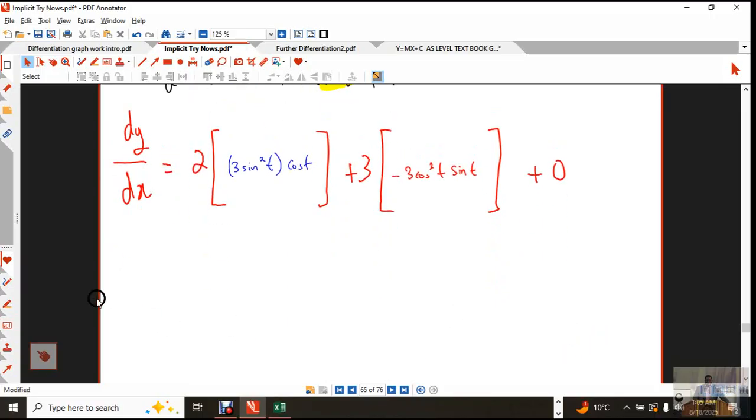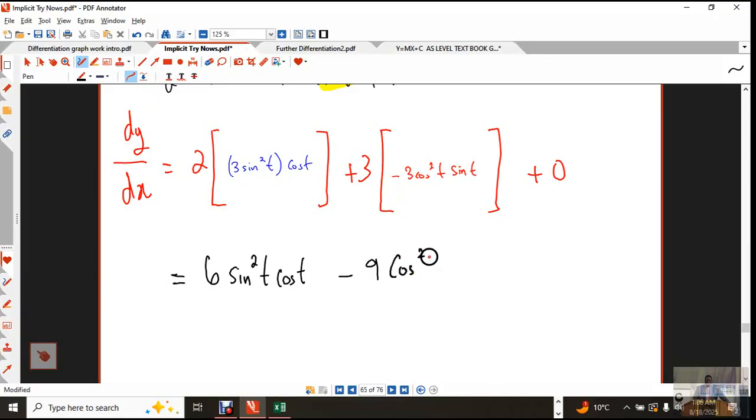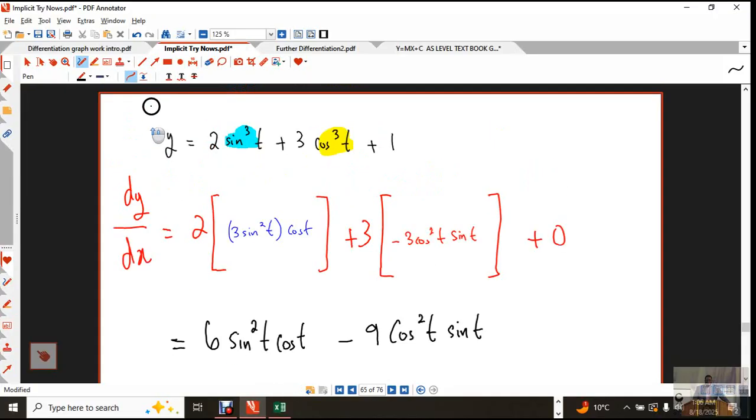So we can just go ahead and clean this up. If we clean this up, eventually we're going to have 6, because that's 2 times 3, sine squared t cos of t, then minus 9, 3 times 3, cos squared t sine t. Okay, this was not dy/dx, but let me make sure it's dy/dt, so that I don't mess up this whole scenario. This was dy/dt.